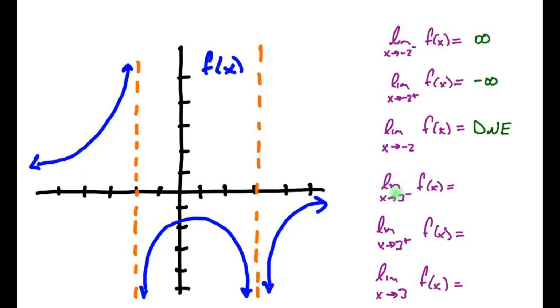Similar idea, let's just check what happens at our other asymptote. As x approaches 3 from the left, we jump on our function a little bit to the left of 3 and travel towards the asymptote. And as we get closer to the asymptote, our function is going down to -infinity.